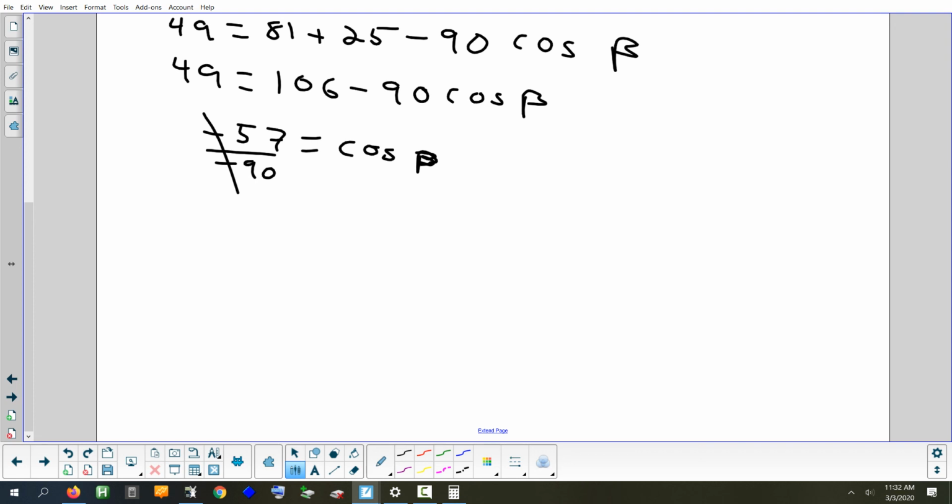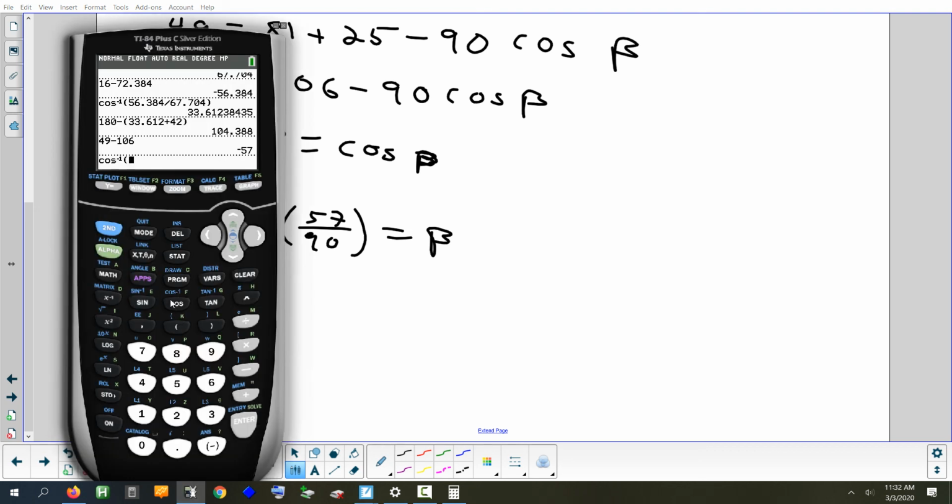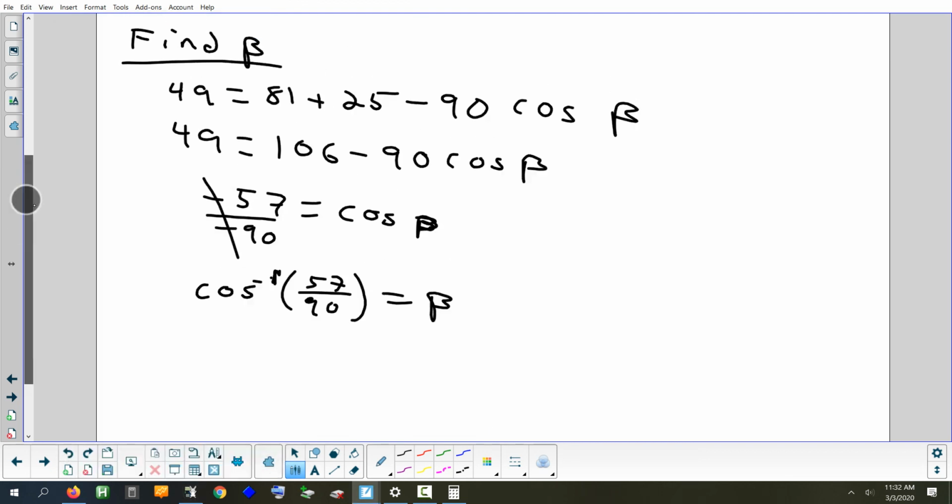Notice I don't even touch the calculator till this last step, for inverse cosine. So inverse cosine of 57 over 90, and that's what beta comes out to. Second, inverse cosine, 50.704.